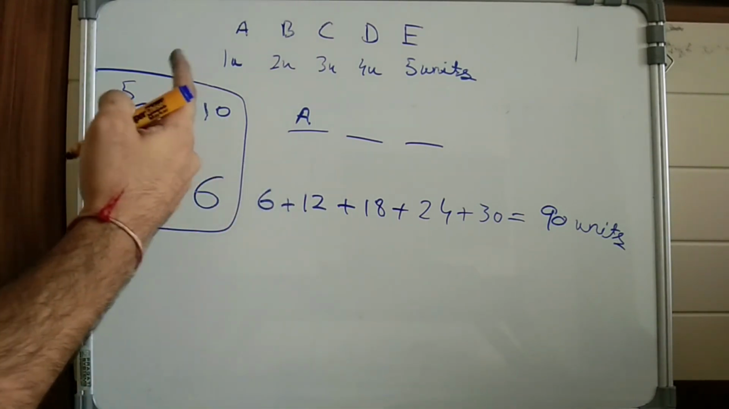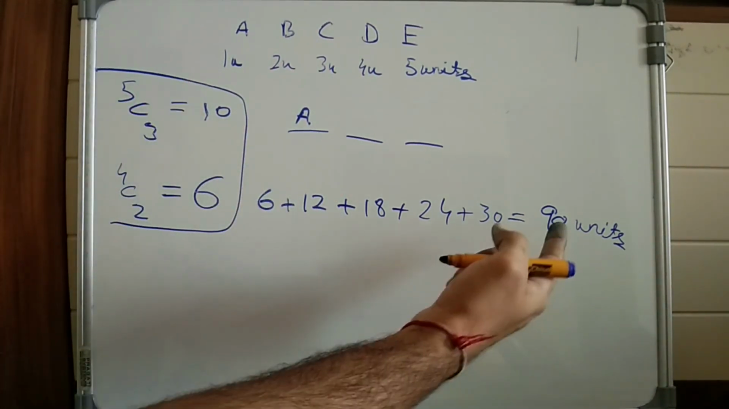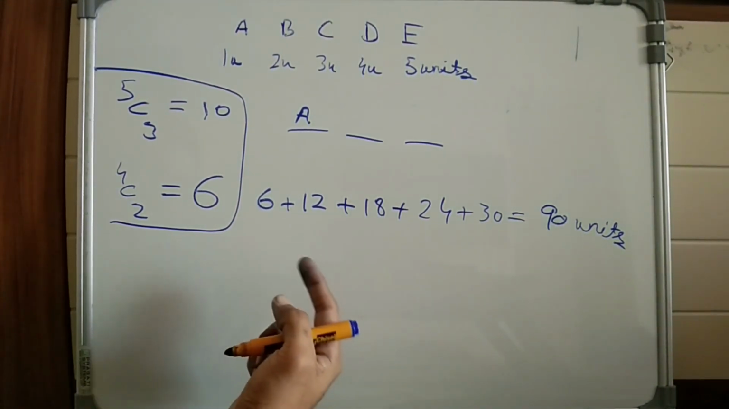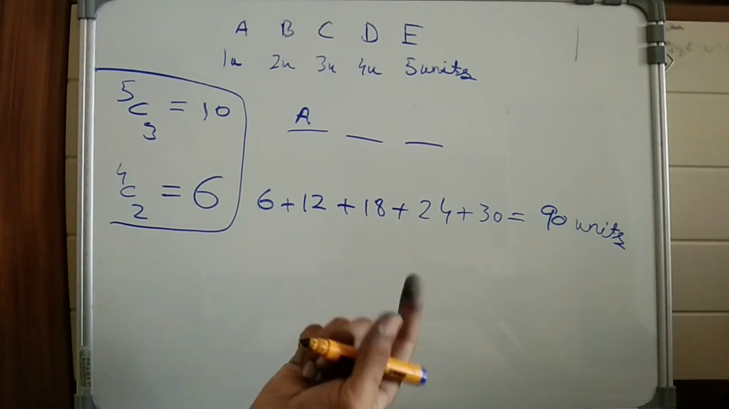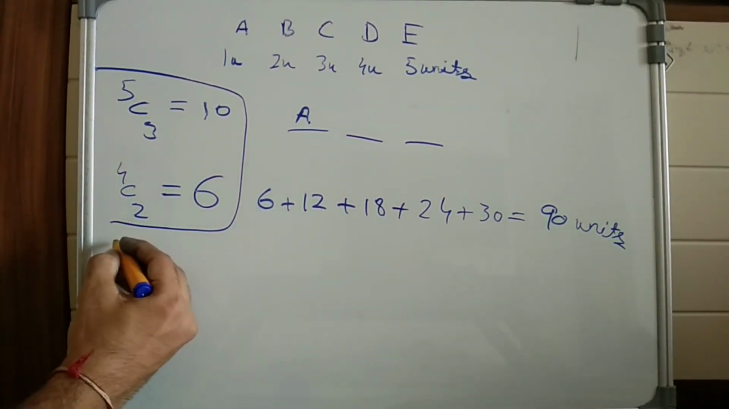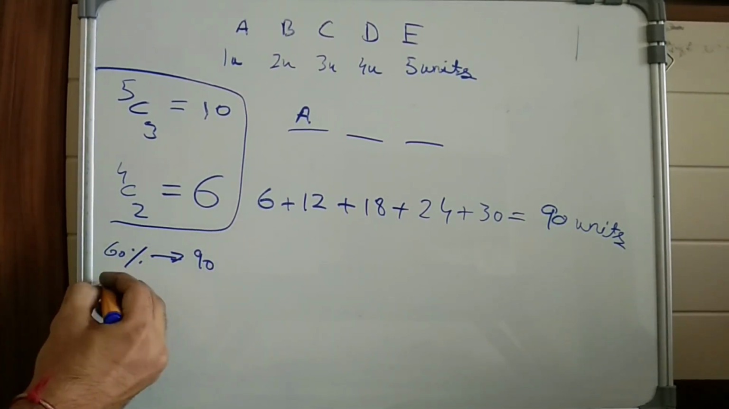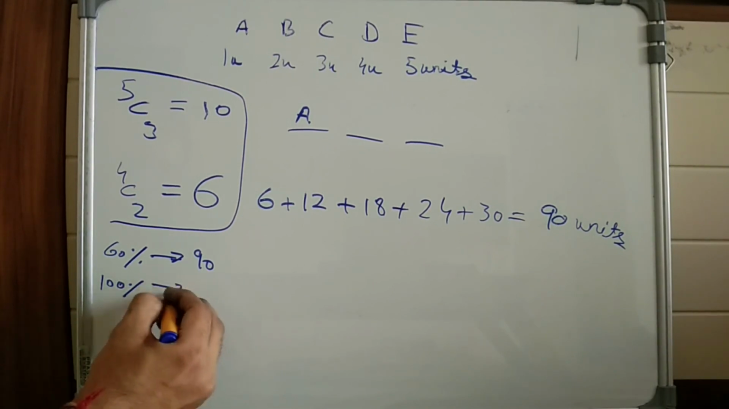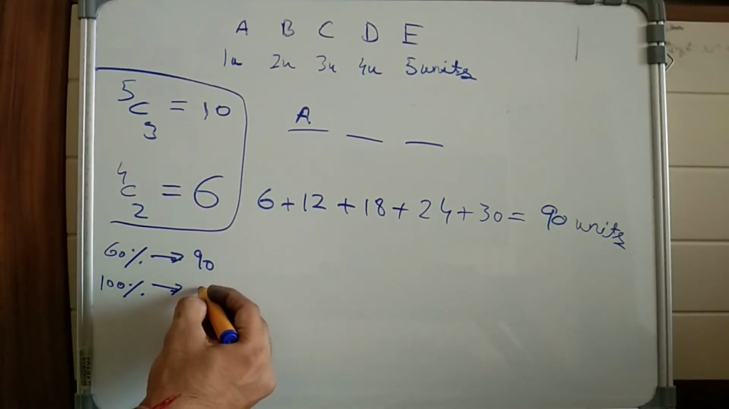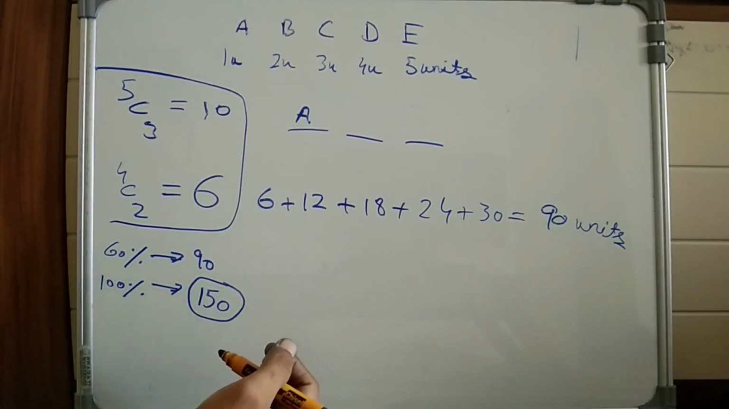Each one of them is a part of 6 groups, and hence they are working a total of 90 units of work. The question says they are completing 3/5 of the work. 3/5 is nothing but 60%, right? So 60% of the work is 90 units. What is 100%, the total work? This is 90 by 60 into 100, just the unitary method. So 150 units is the total work.